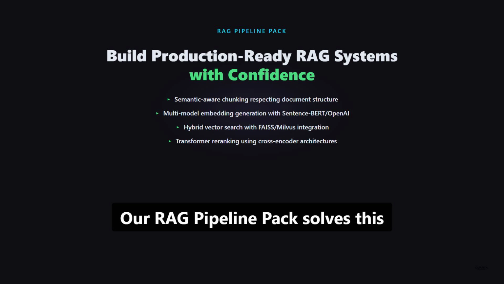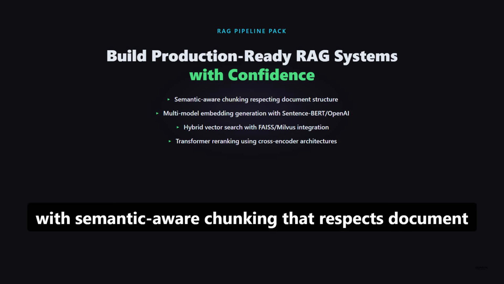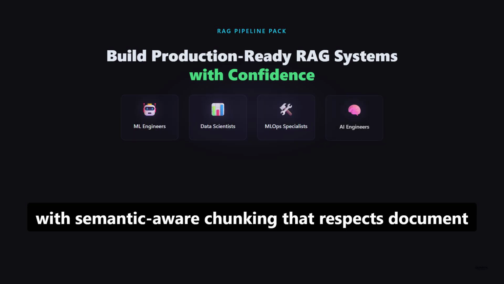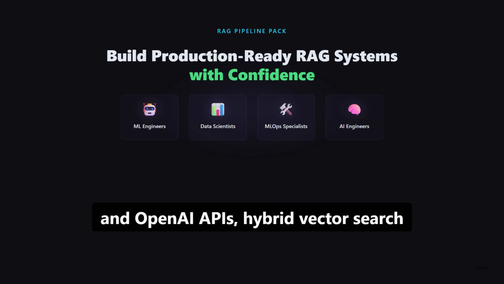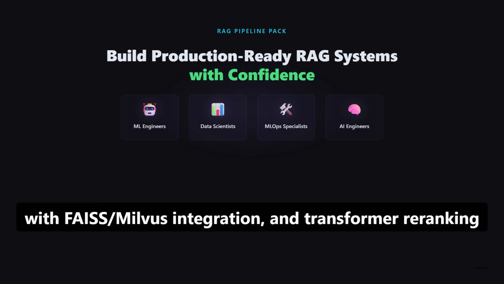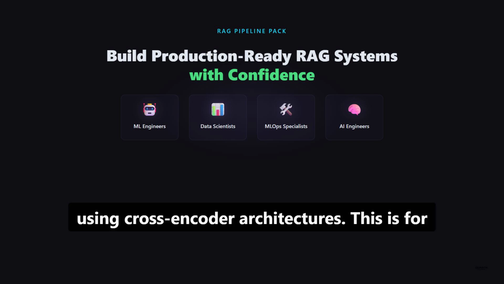Our RAG pipeline pack solves this with semantic aware chunking that respects document structure, multi model embedding generation using SentenceBERT and OpenAI APIs, hybrid vector search with FAISS and Milvus integration, and transformer re-ranking using cross encoder architectures.